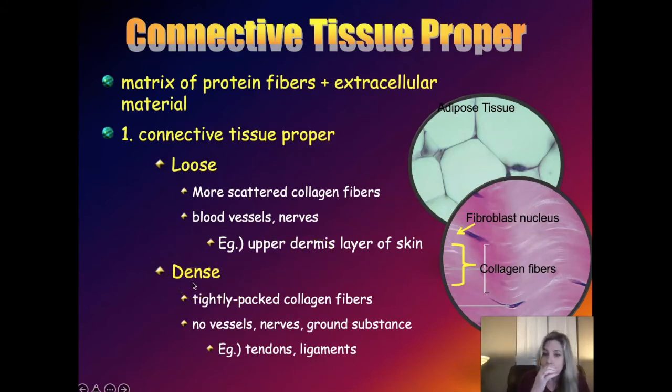Dense is very easy to spot. It's very dense. It has collagen fibers that are all packed in next to each other. As you can see here, you see very little ground substance. You don't see any blood vessels or nerves. So examples of this would be like tendons or ligaments. And if you've ever eaten a steak and seen the tendons there, you'll know what I'm talking about, kind of that flexible but tough material.